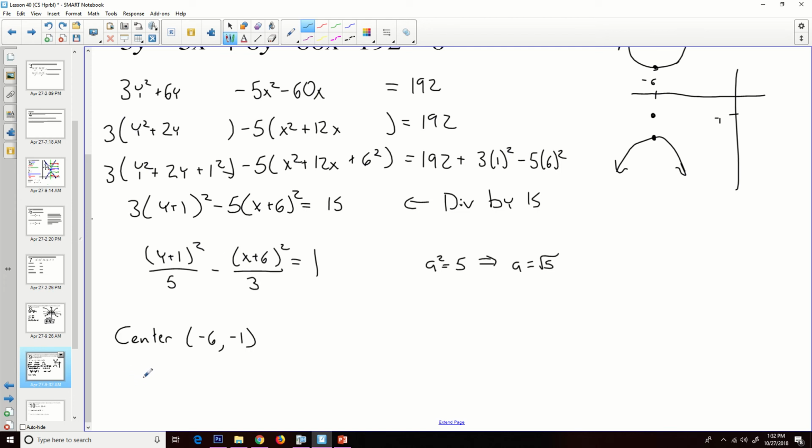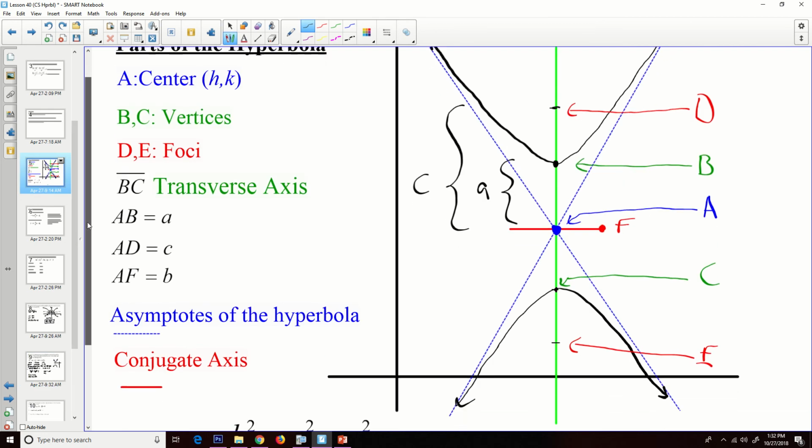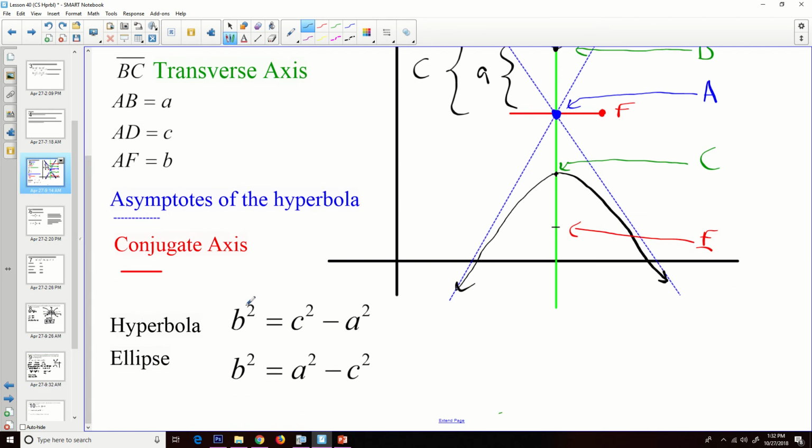And so let's see here. My vertices will be -6 comma -1 plus or minus the square root of 5. There's going to be 2 there. And then we know that b squared is equal to 3, and again, I'm just looking at the equation. And then from this expression, b squared equals c squared minus a squared.